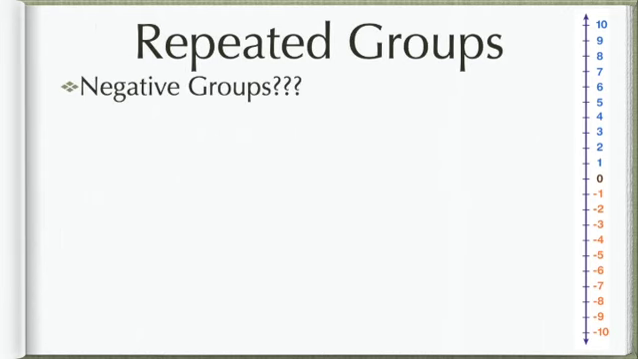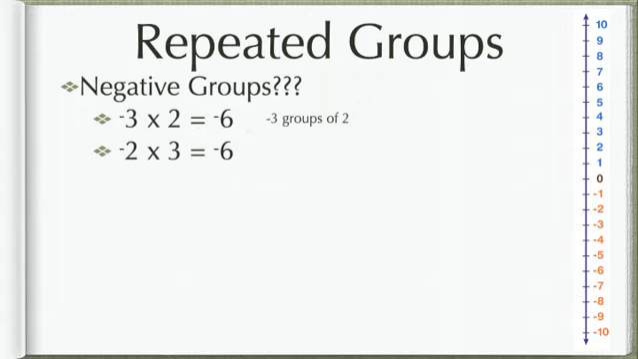What if you have negative first? Like this, negative 3 times 2. I still have it down as negative 6, but why is it negative 6? Well, it means negative 3 groups of 2, but what's a negative group? What about this one? Negative 2 times 3 equaling negative 6. I still have that one as negative 6 also. So we have negative 2 groups of 3 this time. But again, what are negative groups?